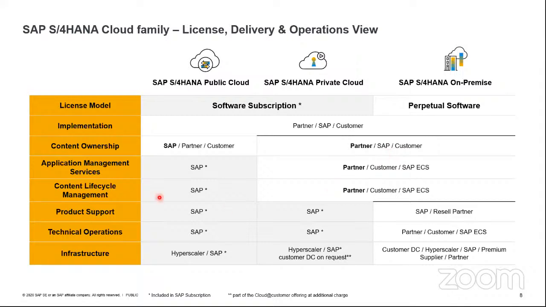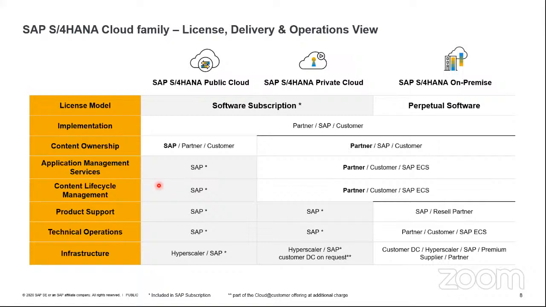Again, application management services would be SAP, because it's included in the SAP subscription. Wherever you can see the stars, it means that it's included within your SAP subscription. So all the application management services, the content lifecycle management services, the product support, technical operation support, and infrastructure would be taken care of by SAP in the public cloud offering subscription.